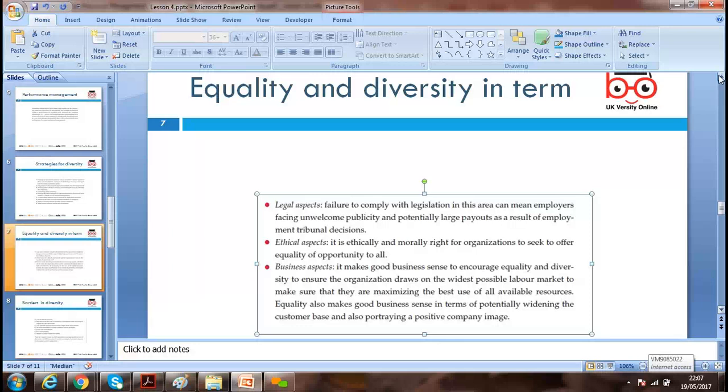Business aspect: it makes good business sense to encourage equality and diversity, to draw on the widest possible labor market and maximize the best value of all available resources. Equality also makes good business sense in terms of potentially widening the positive image of the organization. So a positive image of the organization can come through diversity.